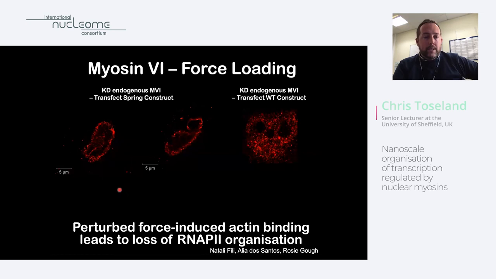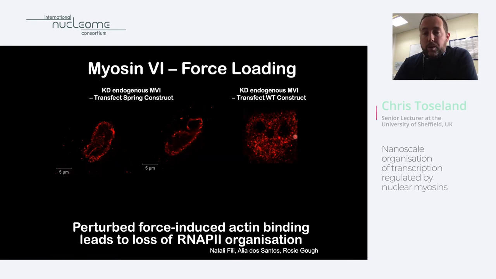So it does start to show some rescue ability, but mostly Pol II still shows that disrupted distribution. And again, we do not see a rescue in gene expression phenotype to a significant level. And just to show that knockdown of myosin 6 and transfection does work to stabilize Pol II, if we knock down the endogenous myosin 6 and transfect with wild type, we see again the increase in Pol II clusters.